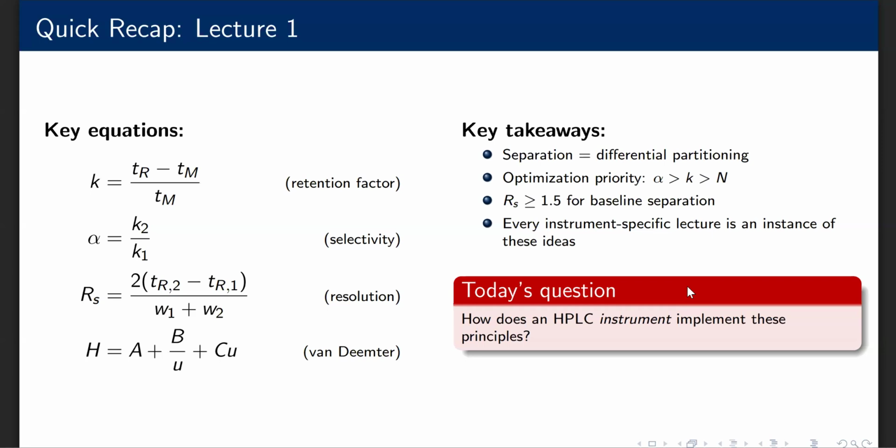In this lecture, every single concept maps onto a specific part of the HPLC instrument. The column chemistry determines alpha, the mobile phase composition determines K. The pump flow rate controls where you sit on the Van Deemter curve. The detector converts separated analytes into a measurable signal. As I describe each component, connect it back to the theory.